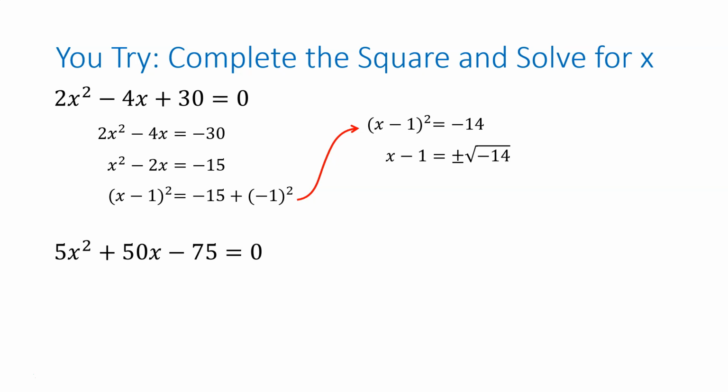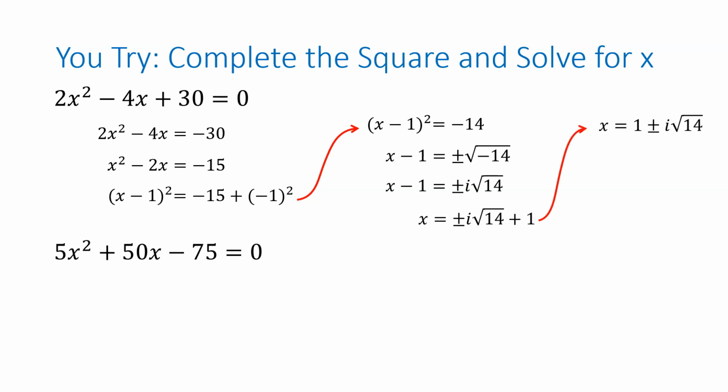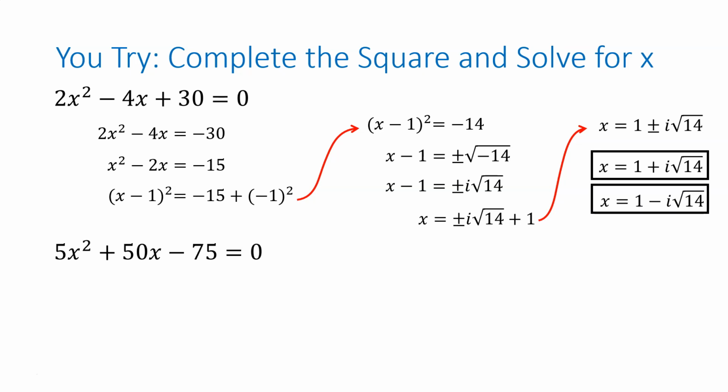Now, the square root of a negative number is an imaginary number, so we can rewrite square root of negative 14 as i times the square root of 14. So we have x minus 1 equals plus or minus i times the square root of 14. We can move that negative 1 to the other side, and when we move it, it becomes positive. We get x equals plus or minus i square root of 14 plus 1. We then reorder the terms, and we get x equals 1 plus or minus i square root of 14. And the two solutions written out are x equals 1 plus i square root of 14 and x equals 1 minus i square root of 14.